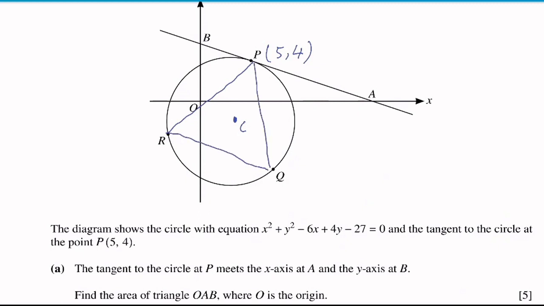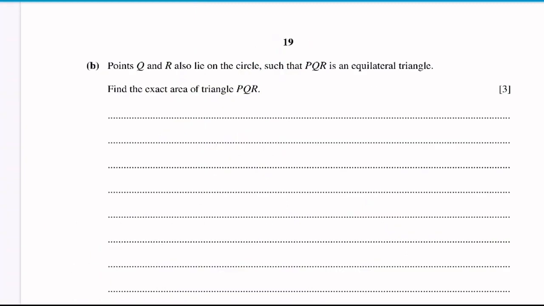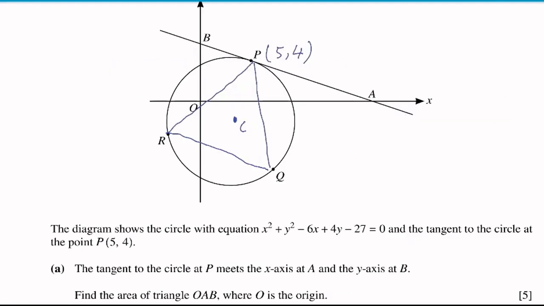Okay, so in this case, they never give us any coordinates for Q and R here. Of course, if they already gave us Q and R, we could easily find the area from there. But the property that we are going to rely on in this case is that we're going to be a bit more creative, where we try to split this triangle into 3 parts.